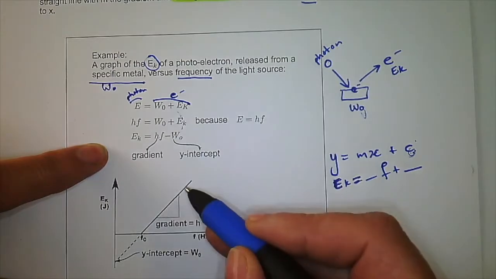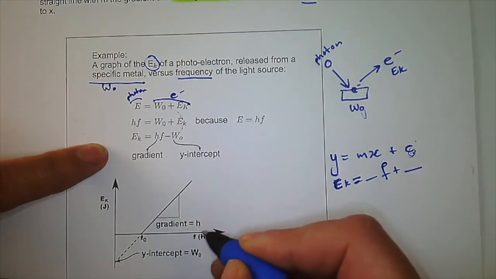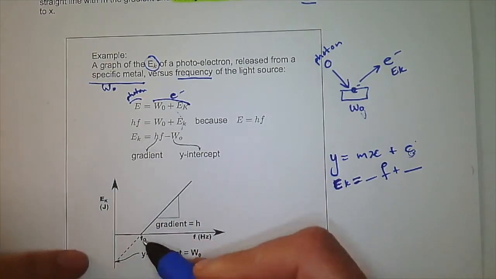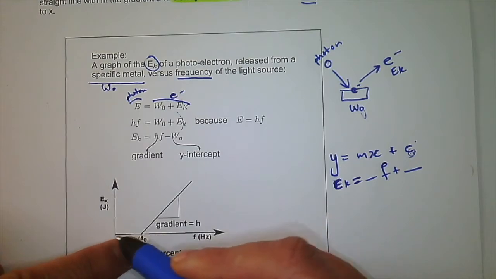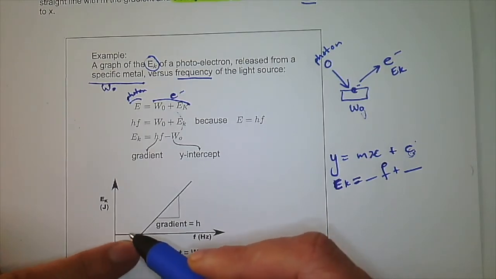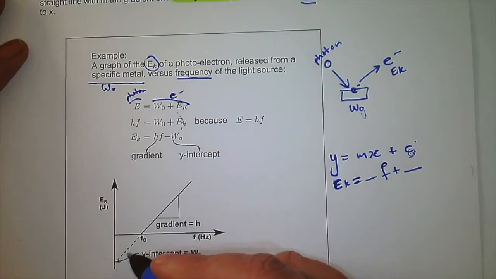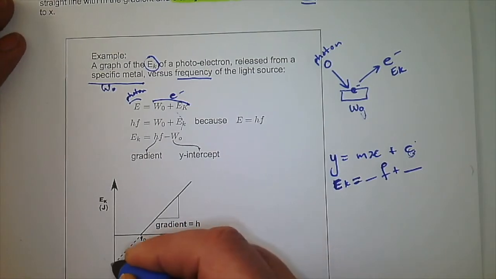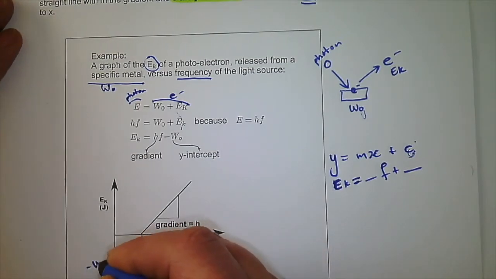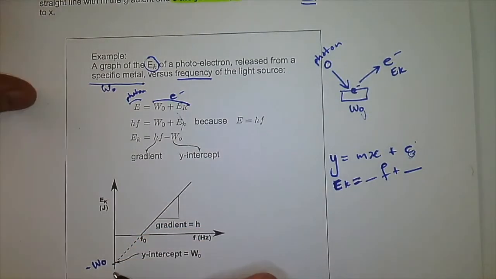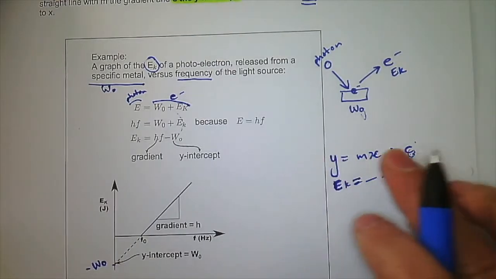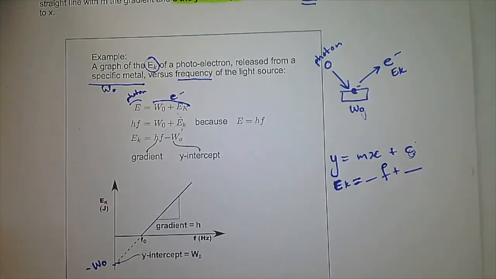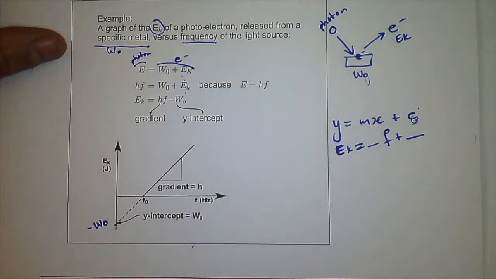That immediately tells me the gradient of this line is now going to be h, Planck's constant. Now there's no graph over here, because if you've got a frequency lower than the threshold frequency, no electrons are released. So there's no graph. But if you were to extrapolate back to the y-axis, you will see that this would have had a y-intercept at minus the work function. So this is how you use that equation to get to the equation that you need.